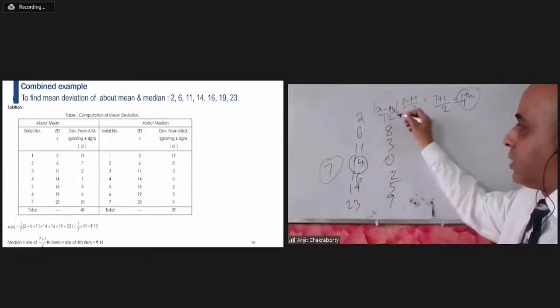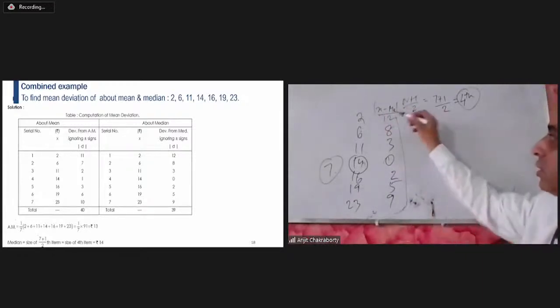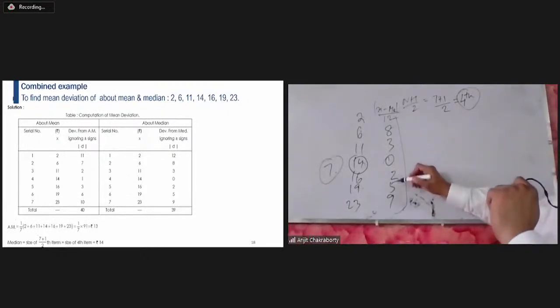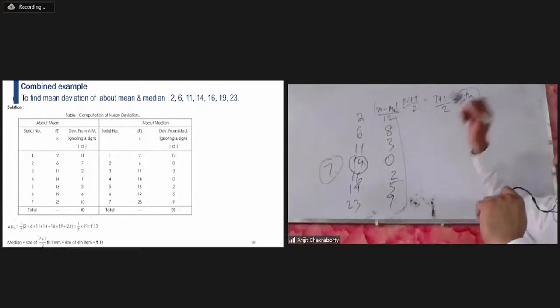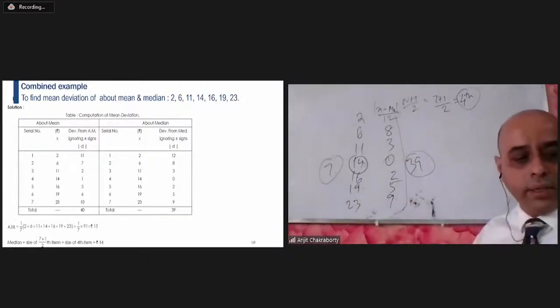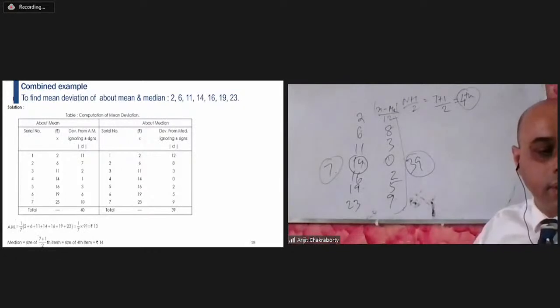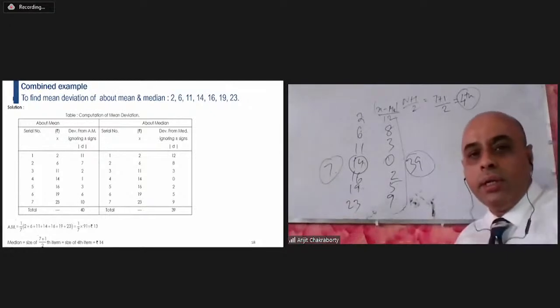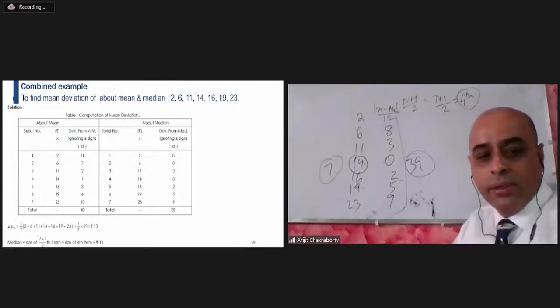So now if you find out the total of this one, 12 plus 8 is 20, 20 and 3 is 23, and 2 is 25, 25 and 5 is 30, 30 and 9 gives us 39. So we are getting 39. Please note 39. Once I'm getting 39, I have to find out mean deviation, but this is mean deviation about median.